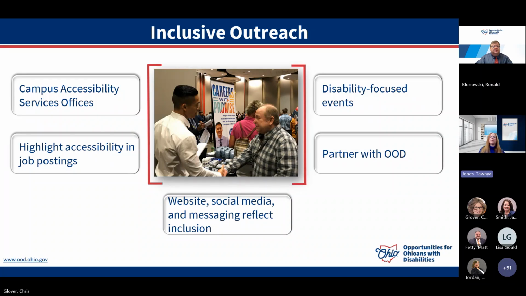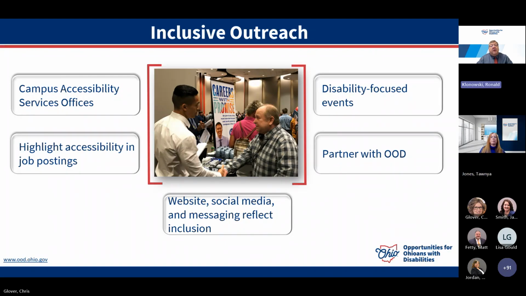Use inclusive language and imagery. Avoid generic stock photos and corporate jargon. Use visuals and messaging that include people with visible and invisible disabilities. Every communication, from a job posting to a social media post, is an opportunity to reflect your organization's commitment to disability inclusion. That commitment can carry through to your job descriptions, application process, and workplace culture.